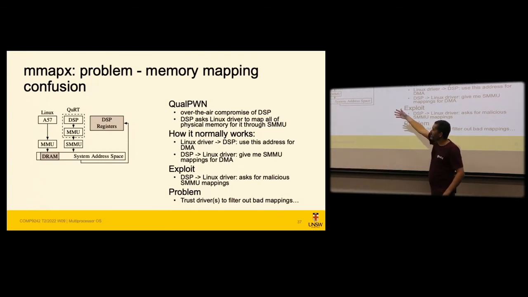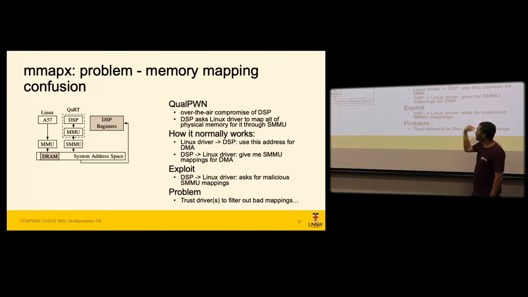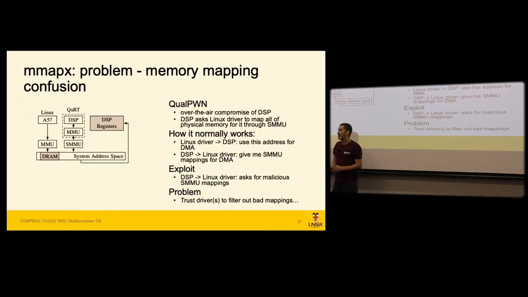But once the DSP was compromised, it told the Linux driver, hey, why don't you just map the whole address space of the kernel for me? And the driver said, okay, sounds good to me, and it did that. So now this software could access any memory of the kernel, cause its own code to be executed, and compromise the Android running there.